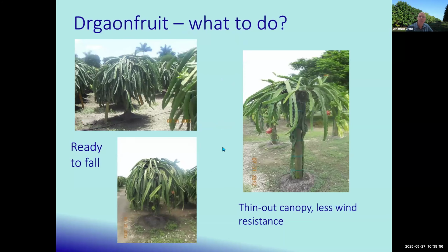So this is dragon fruit that has very, very large vines on these poles. And you can see some of them are propped up. And then this is a vine on the right, on the side, showing there's less resistance to the wind, so it's less likely to fall over.